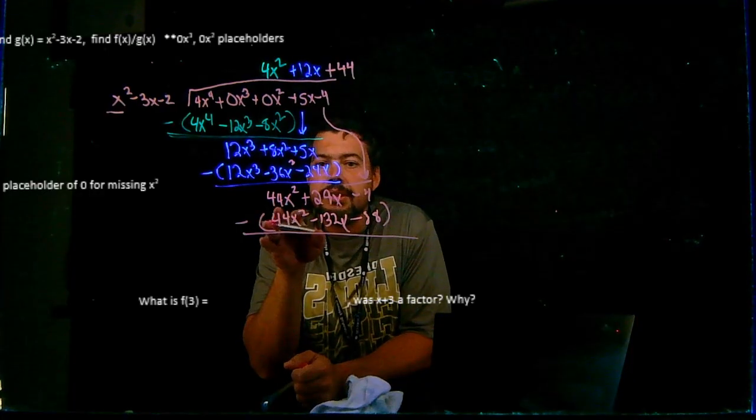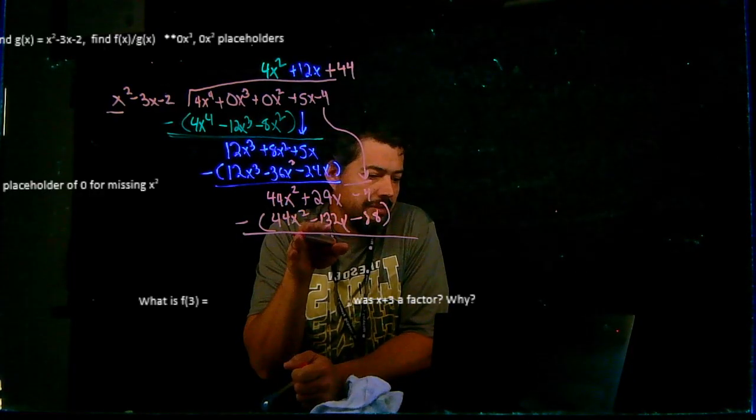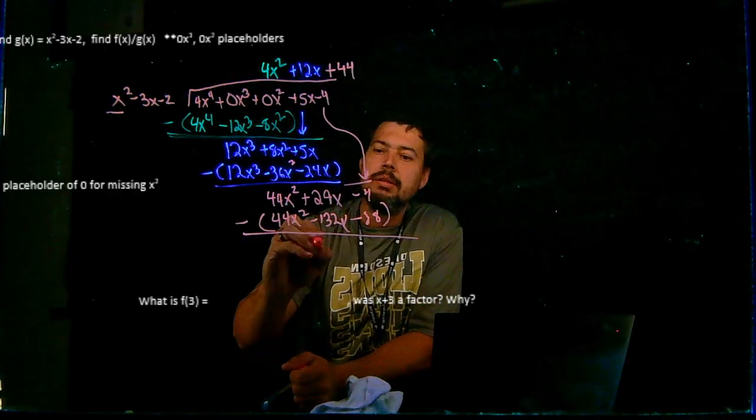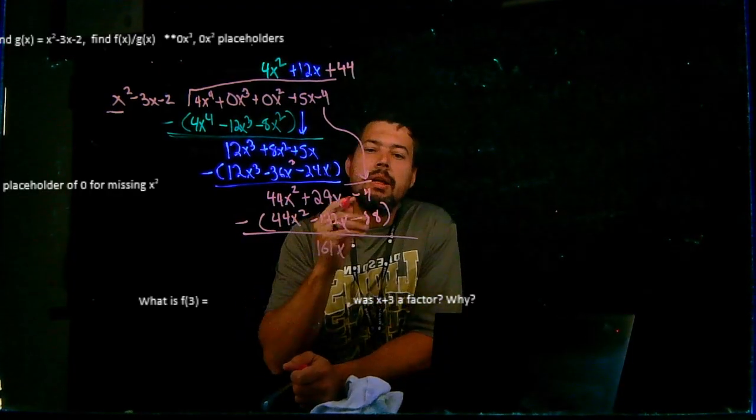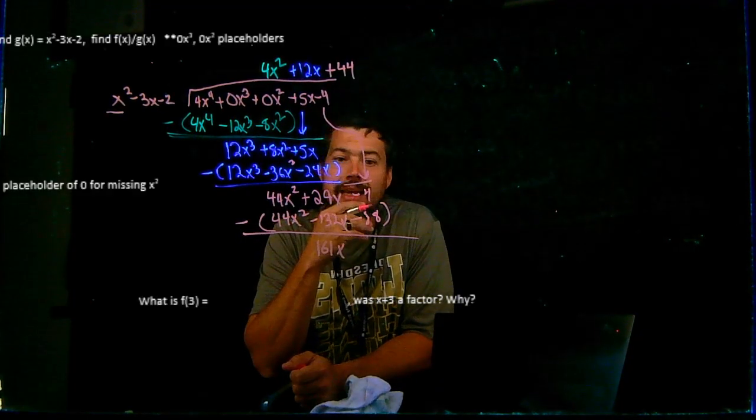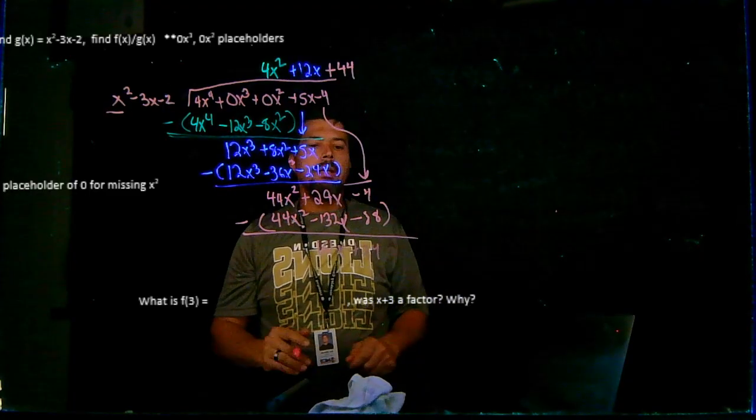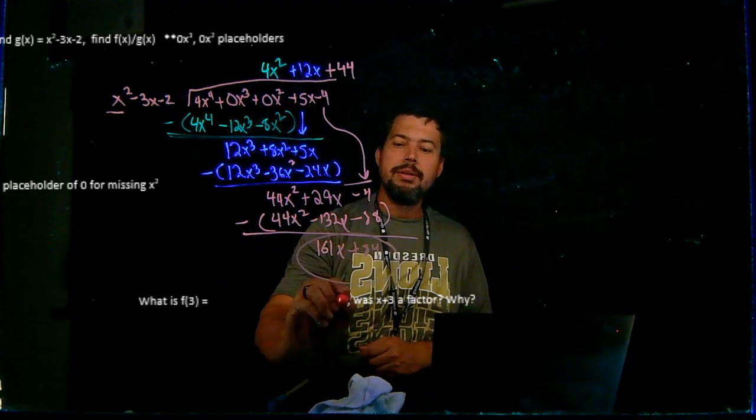The 44x squareds cancel. 29 minus a negative 132x is going to be 161x, and it's positive. And then negative 4 minus a negative 88 is going to be positive 84. This, boys and girls, is your remainder.